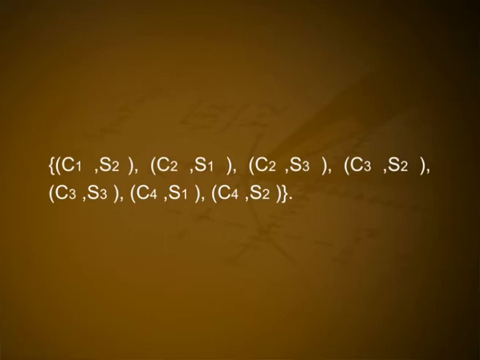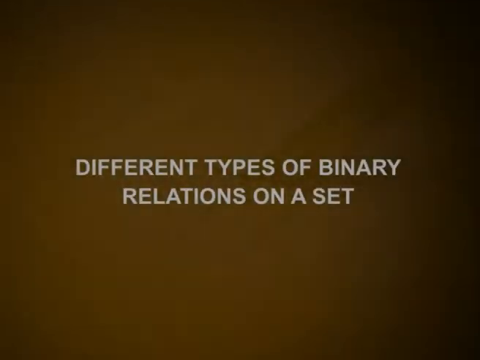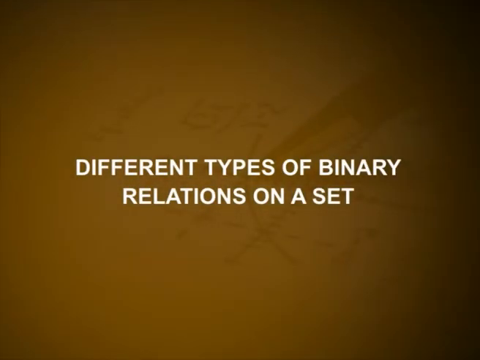We concentrate our discussion on relations on a set. It is clear that the corresponding relation table is square shaped. Different types of binary relations on a set. First, reflexive relation.